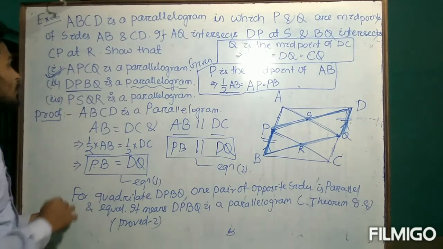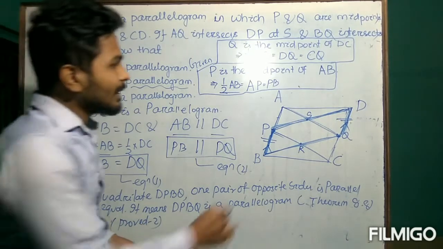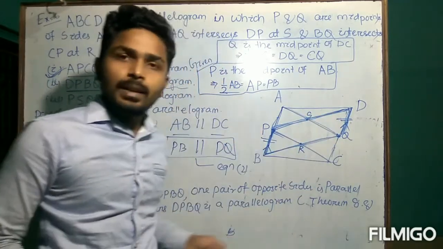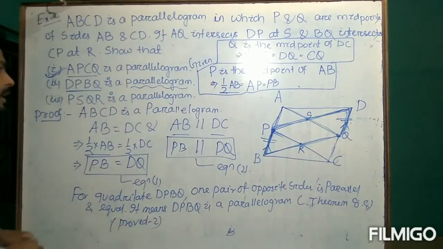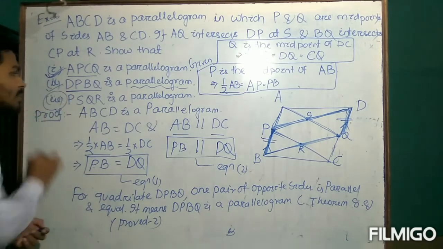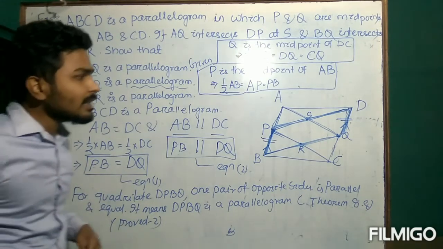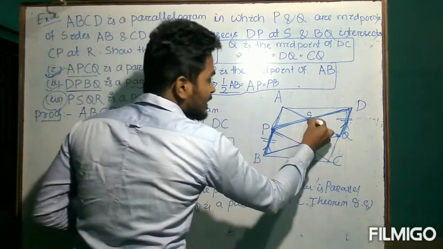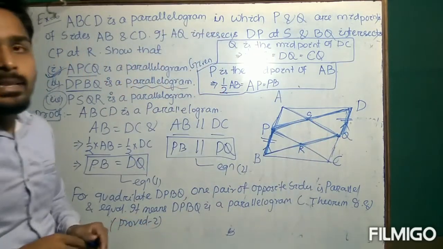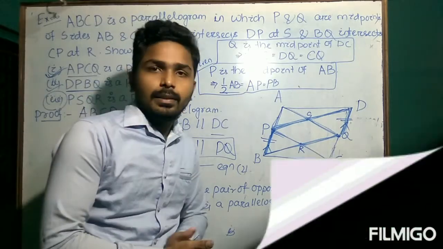Initially we proved the first statement, that this quadrilateral is a parallelogram. Now we have proved this quadrilateral is a parallelogram as well. Okay, this is done. So in the next phase we will prove the third statement, that is PSQR. This one is a parallelogram. Okay, so let's have another page.